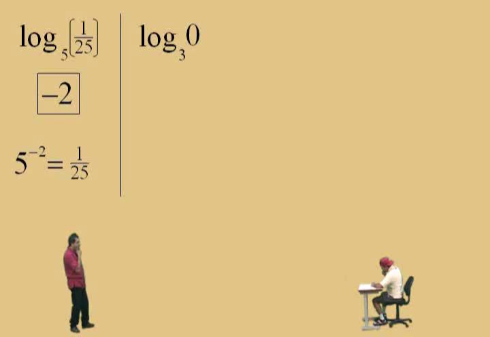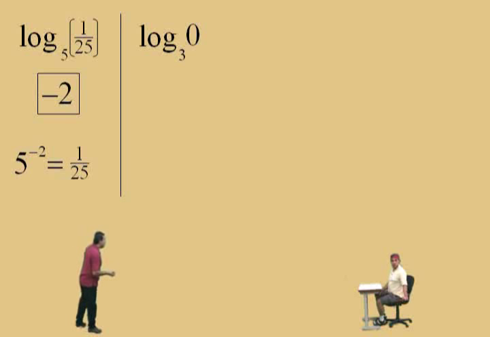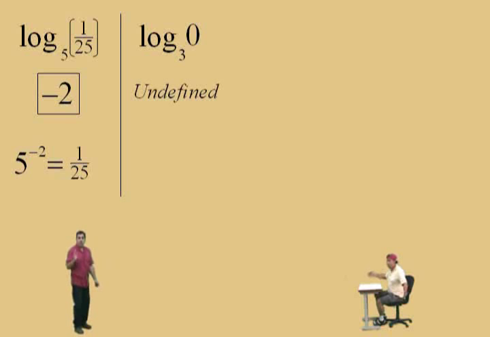Think about it. 1? Yeah, it's not 1, because 3 to the 1 is 3. 0? It's not 0, because 3 to the 0 is 1. Can't do it? Yeah, you can't do it. So this logarithm, as we say, is undefined, because you can't raise 3 to the power and get 0. There's no way, okay? So log of 0 is actually undefined. We'll talk more about that type of logarithm later on.